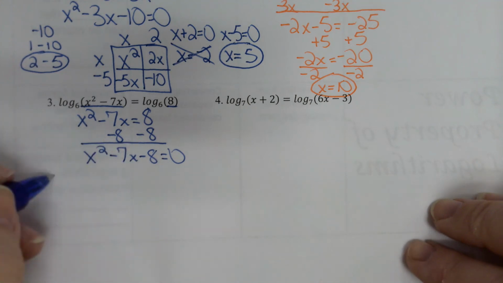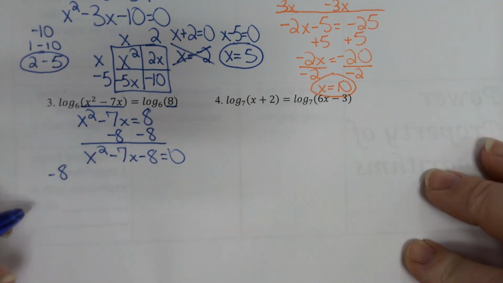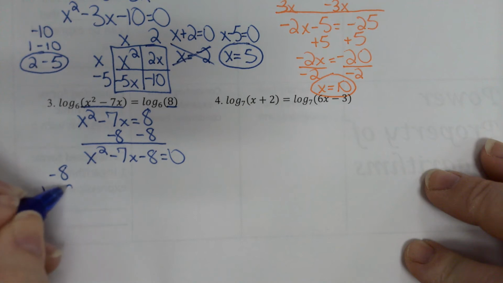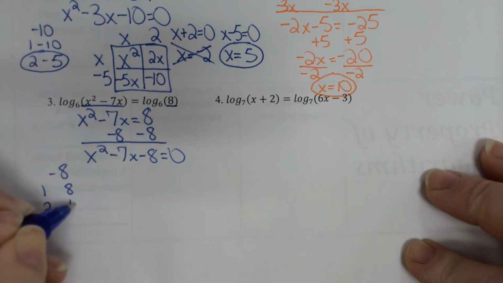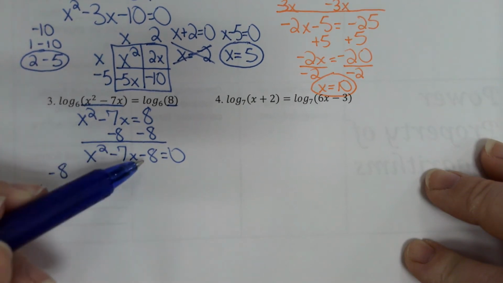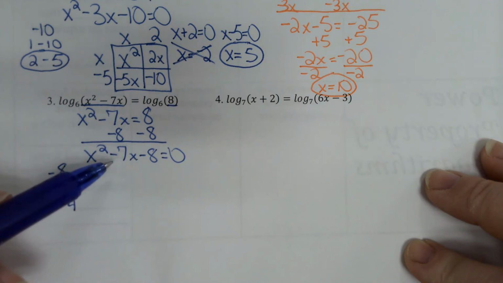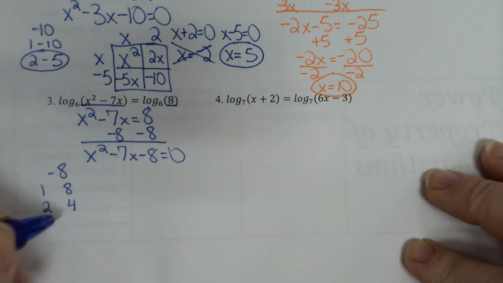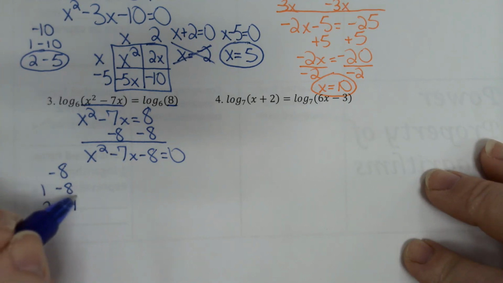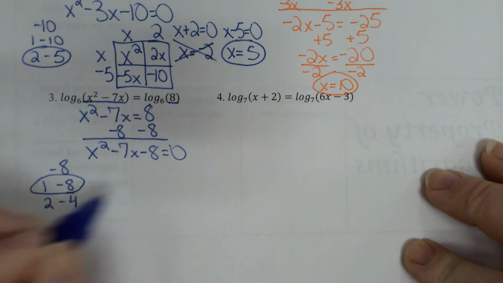A times c gives me -8. Factors of 8: 1 and 8, 2 and 4. Our last number is negative, so 1 positive, 1 negative is my option. The middle number is negative, so we want the larger factor to be negative. That means that we'll use 1 and -8.